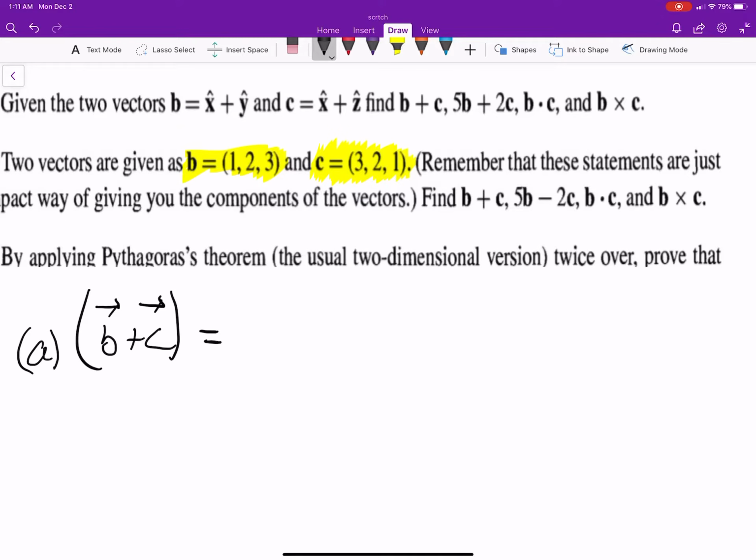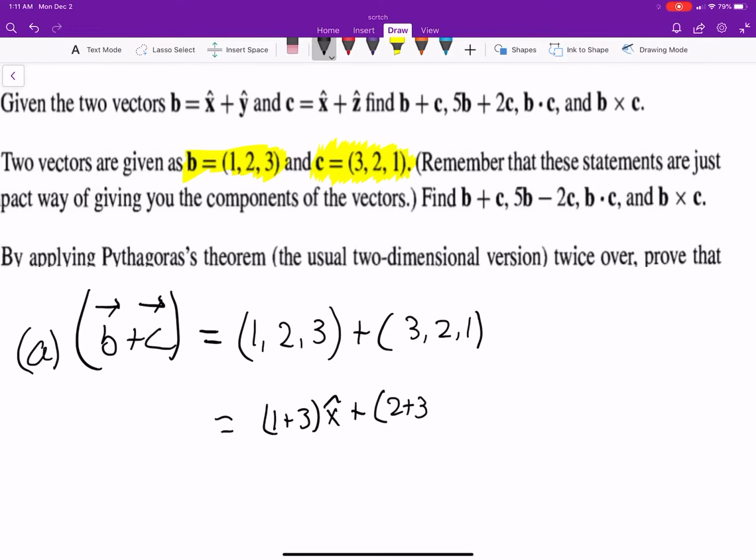Well, B is 1, 2, 3. And vector C is 3, 2, 1. If we were to add this up, all we have to do is say 1 plus 3 is going to be our x component, plus 2 plus 2 is our y component, or your j component, depending on which unit vectors you want to use. And 3 plus 1 is our z component.